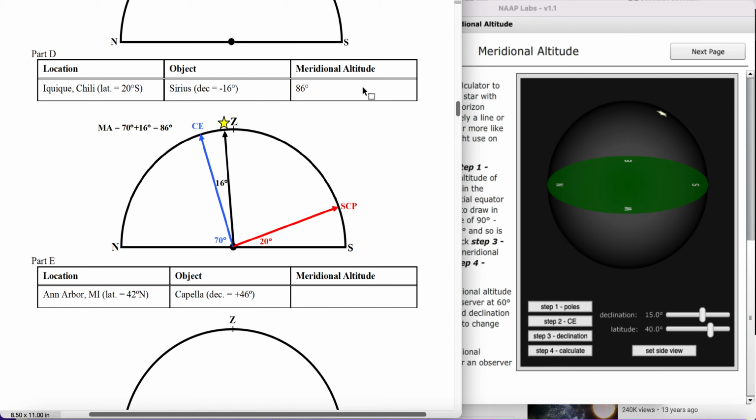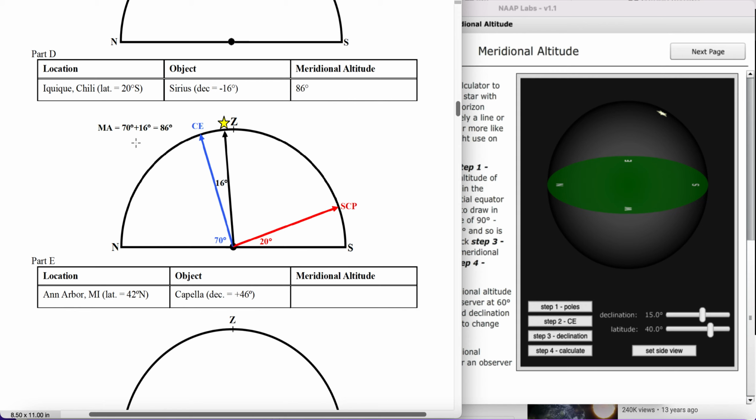So then we can do a calculation here to calculate what its meridional altitude would be for an observer at this city in Chile. Okay, and we do that by looking at 70 degrees. 70 degrees represents the angular distance from the nearest pole, because the poles are 90 degrees relative to the equator. Here we have that this city, which I'm not going to try to pronounce, is 20 degrees south of the equator.